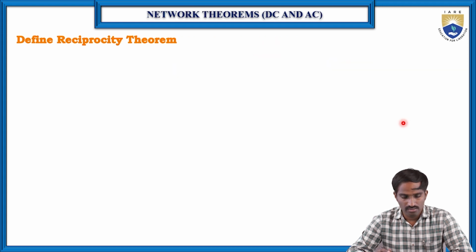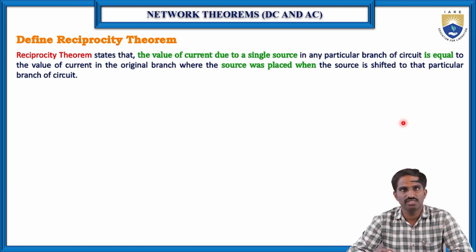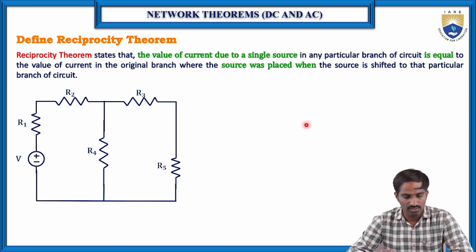Now we are going to the second theorem, which is the reciprocity theorem. According to the reciprocity theorem, the value of the current due to a single source in any particular branch of the circuit is equal to the value of the current in the original branch where the source was replaced, when the source is shifted to a particular branch of the circuit. To better understand, let us consider one simple example.